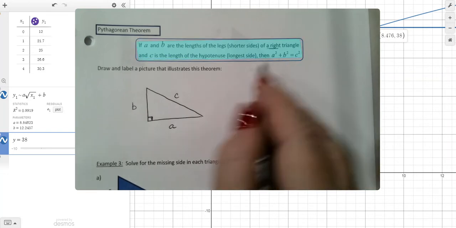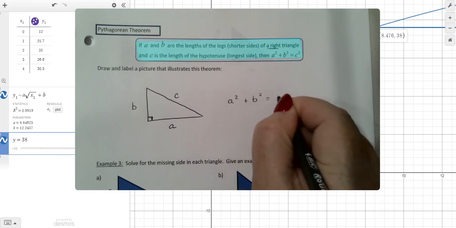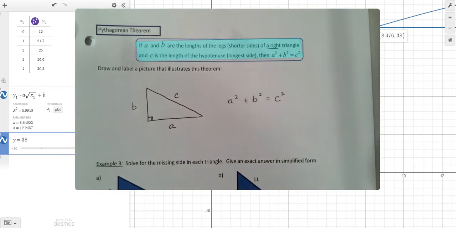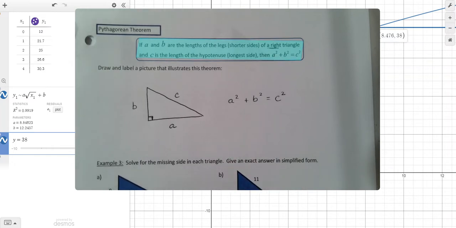then it will always be true that A squared plus B squared equals C squared. We'll make use of that to calculate a missing side. If we're given any two sides of a right triangle, we can calculate the value of the third side by using that Pythagorean theorem.